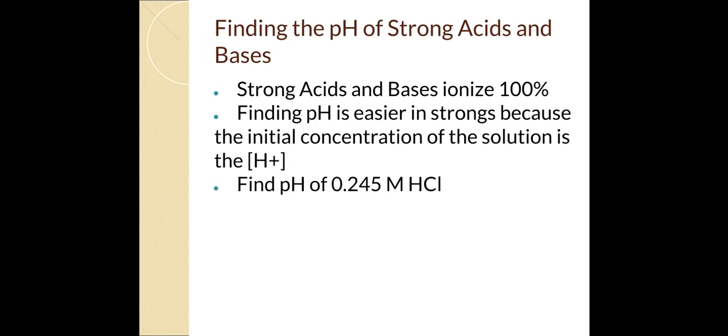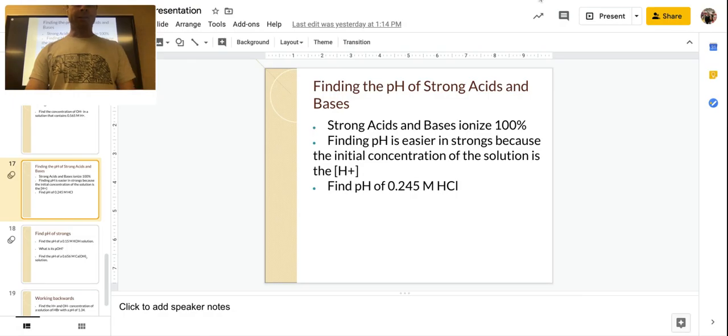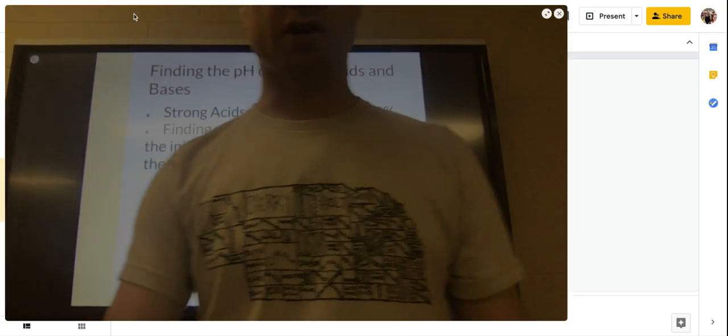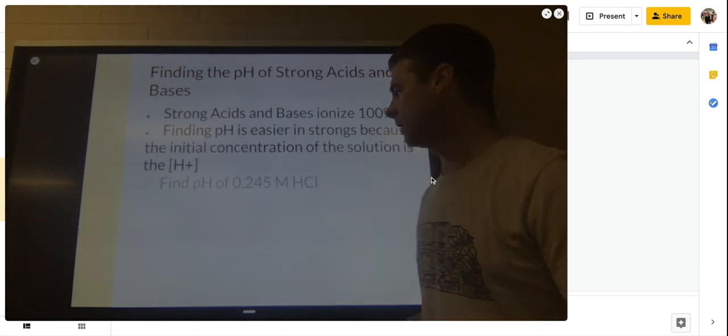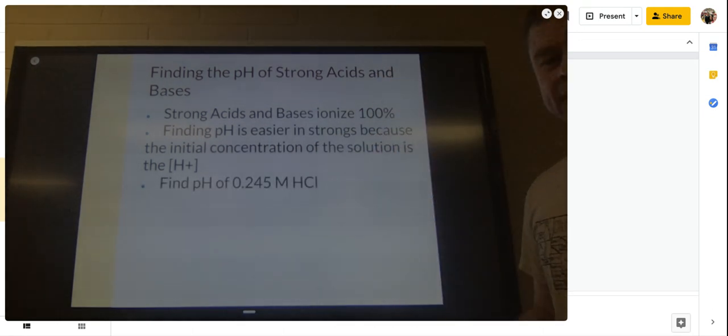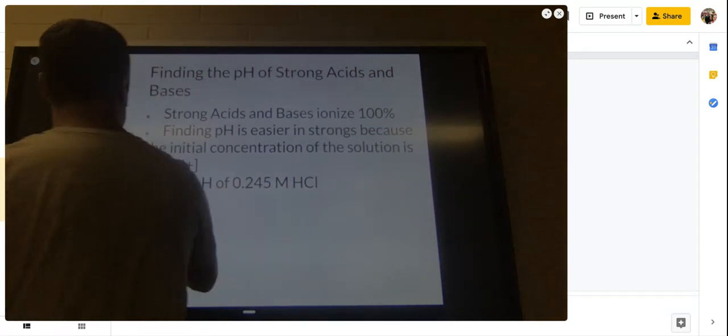So our goal is to find the pH of 0.245 molar HCl. Here's what you will eventually have to get to. The point of identifying that this actually is a strong acid makes it a little bit easier. Let me show you the reaction.